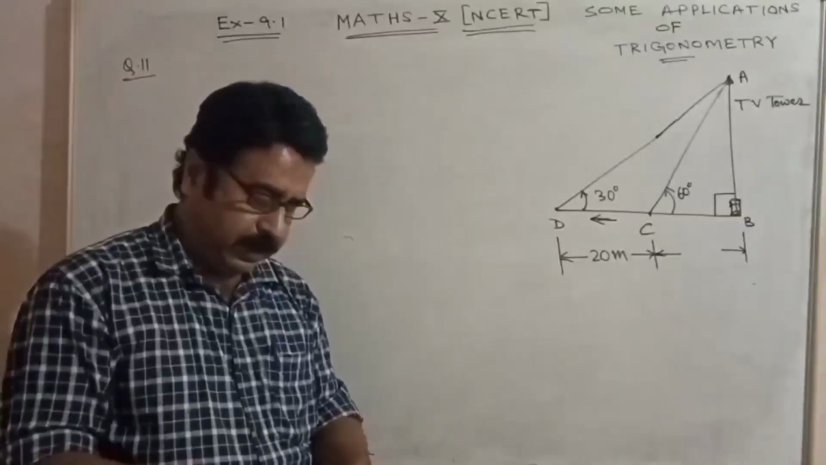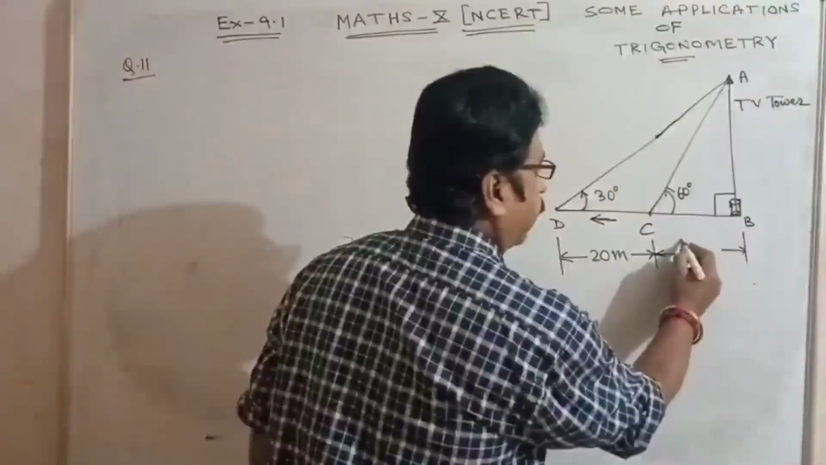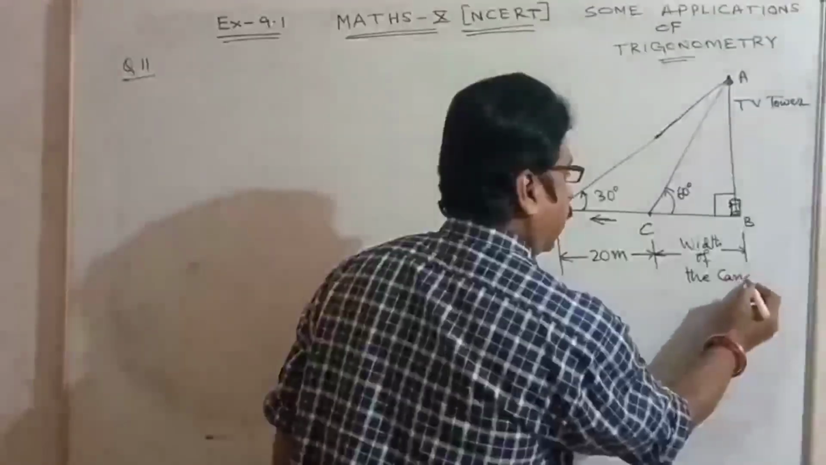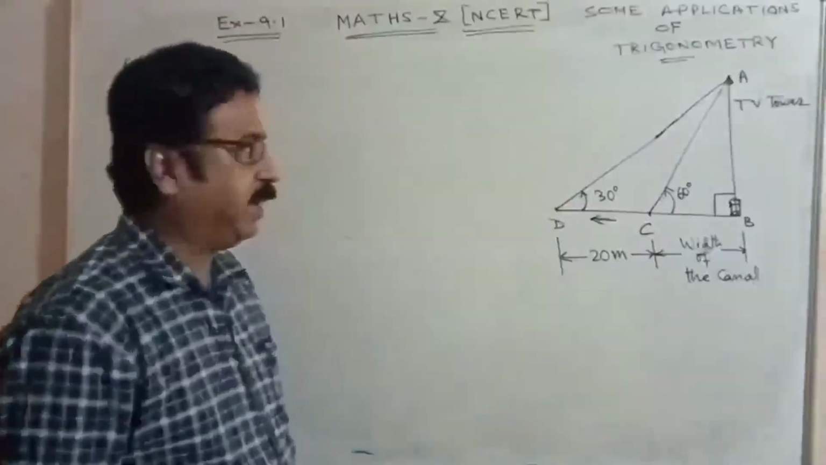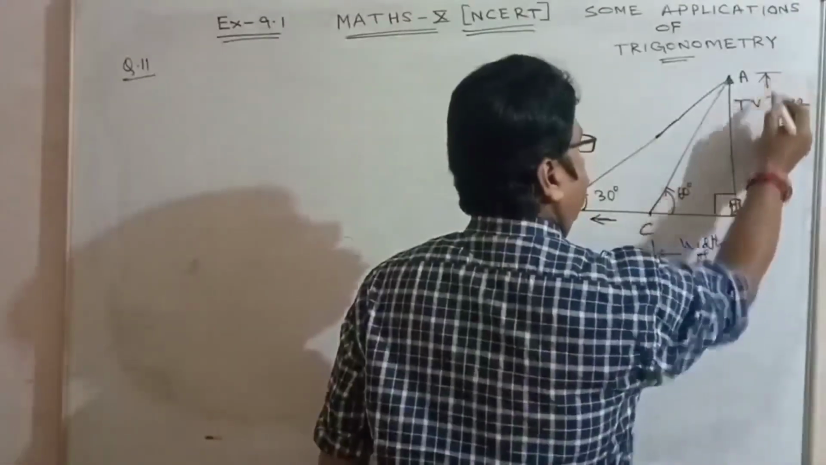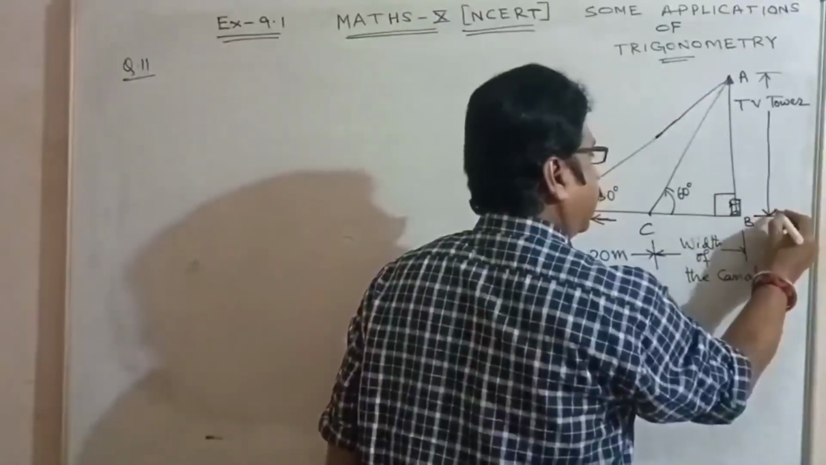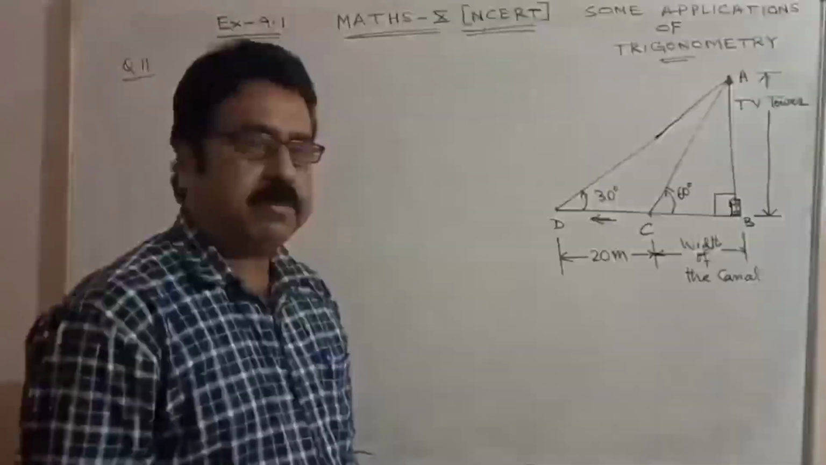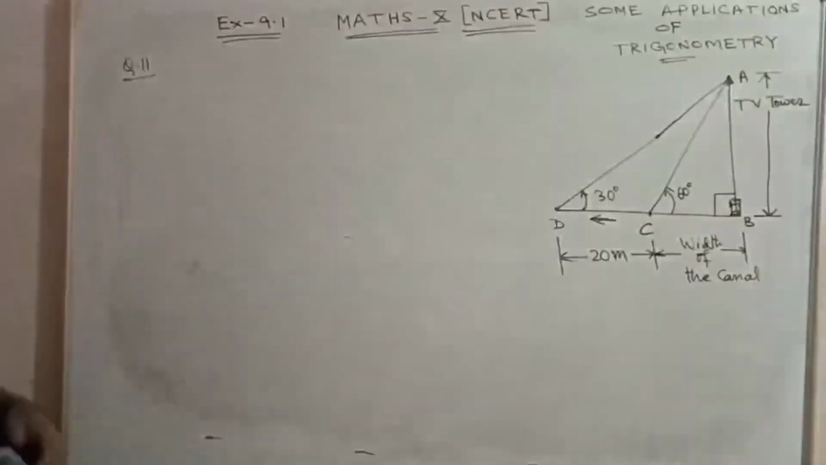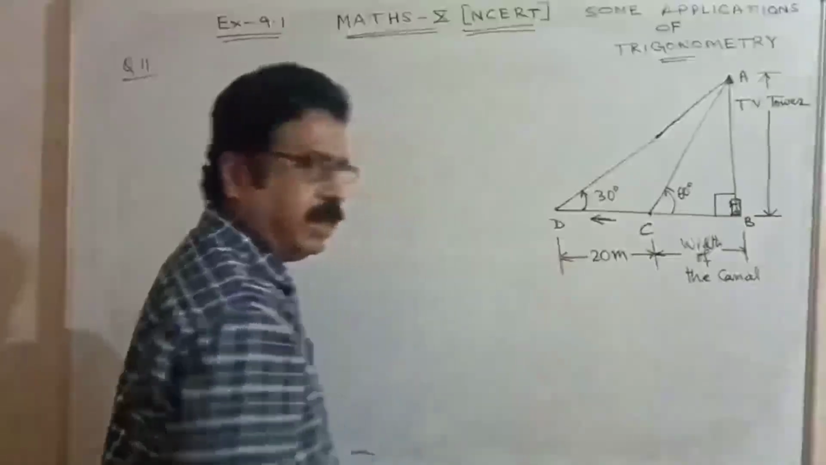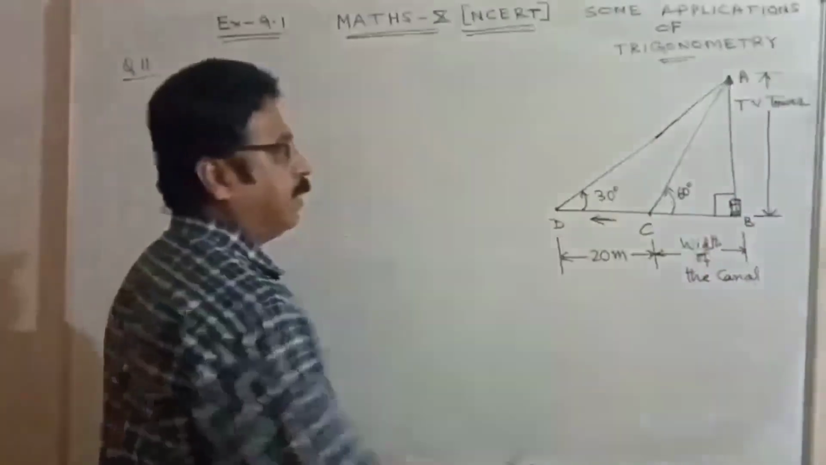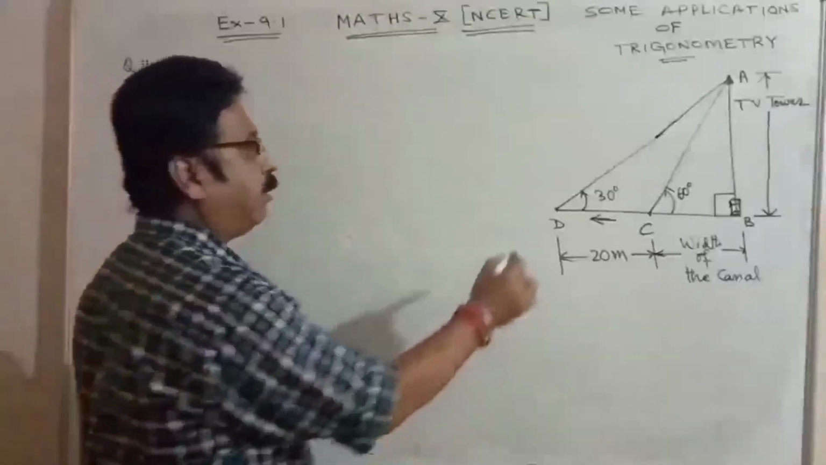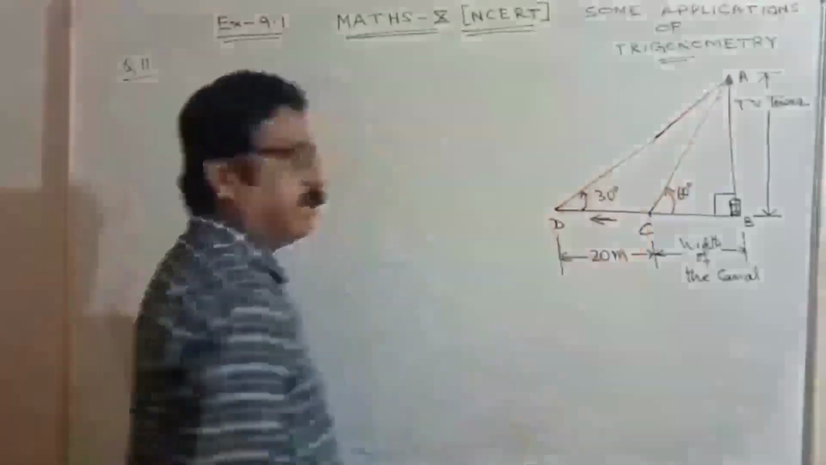We have to find the height of the tower and width of the canal. This is the width of the canal. Two things we have to find. AB is the height of the tower, BC is the width of the canal. These two lengths we have to calculate. You can write given things according to you. AB is the tower, BC is the width of the canal, angle of elevation from point C of point A is 60 degree, angle of elevation from point D of point A is 30 degree.